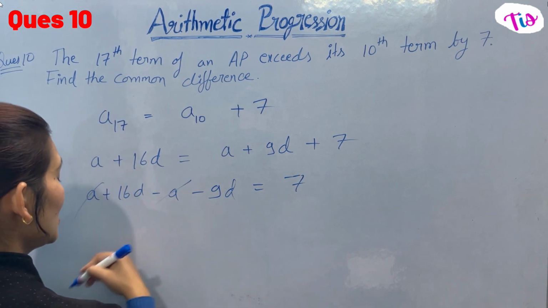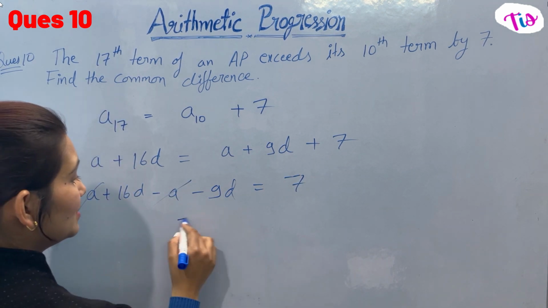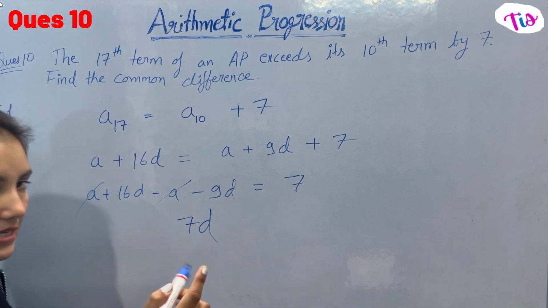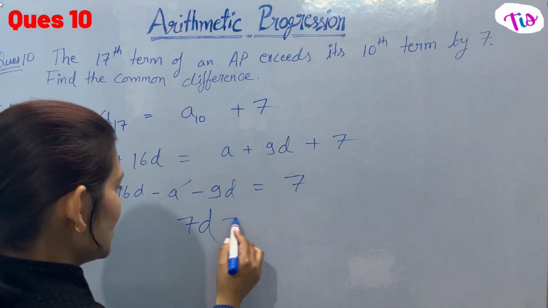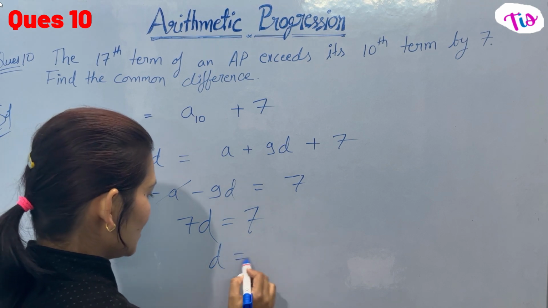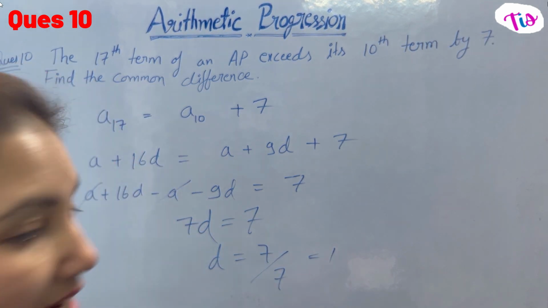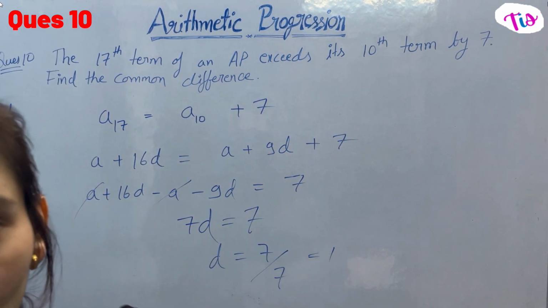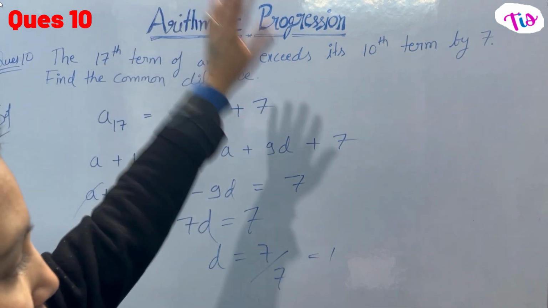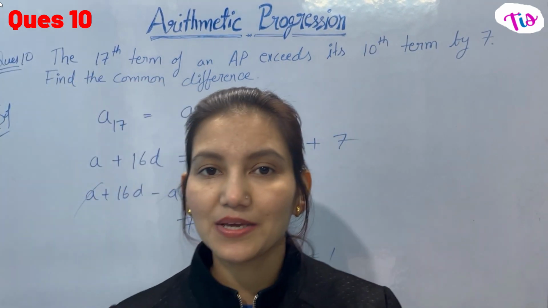A cancels with A, and 16D minus 9D will be 7D, okay? 16 minus 9 is 7, yeah? Is it correct? Yes, it's correct. Now D is 7 upon 7. Now 7 upon 7 is what? 1. So the common difference of this AP is 1. I told you that it's really simple. In just 4 steps we have solved it. So the common difference of this AP is 1.